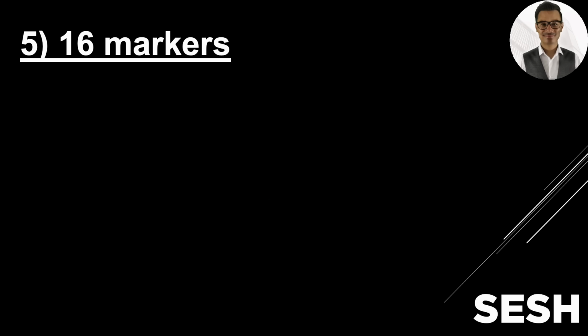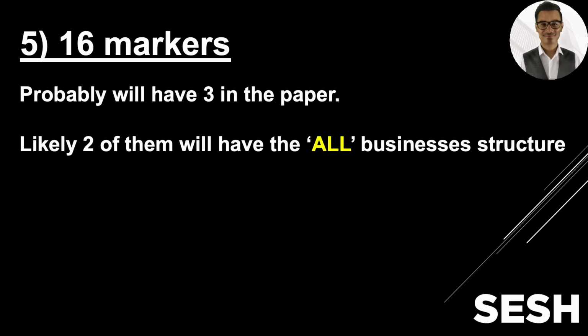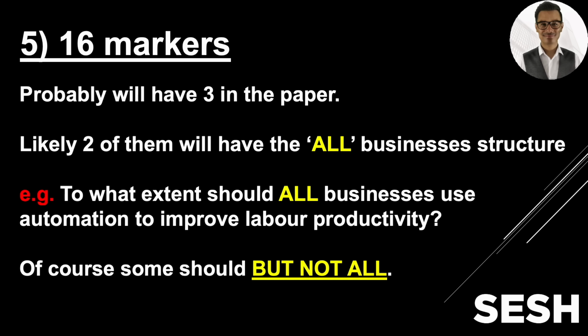Moving on to 16 markers. So 16 markers in this paper. You're probably going to have 3 again, of course, because of each of the sections. Now, this is where it gets a little bit tactical. So it's likely that 2 of them will have the all businesses or any businesses structure. An example of that. To what extent should all businesses use automation to improve labour productivity? Of course, some should, but not all. Many businesses, yes, it would improve their labour productivity, but not all.